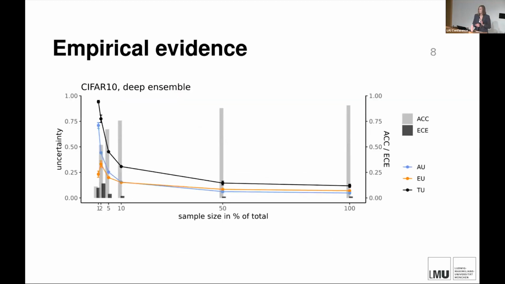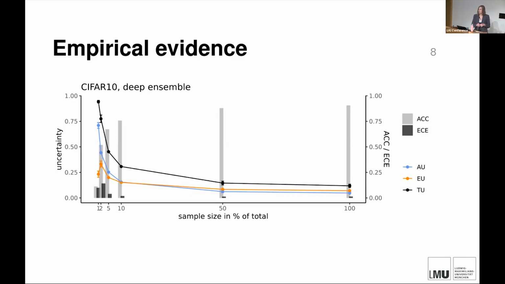Besides these toy examples, we also conducted some empirical evidence. I won't go into much detail here, but what we did was try to reproduce this running example that I showed you before, where we increased the number of samples over the learning process. And we did that considering a classification task. So this is CIFAR-10, and we hit that with a deep ensemble.